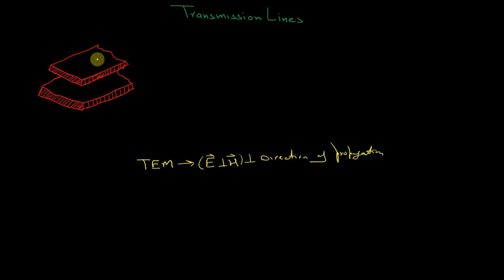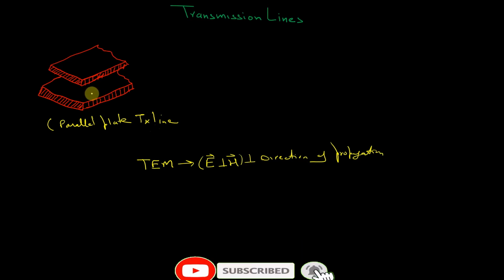As you can see, the first one is the parallel plate transmission line. We have two conductor plates, and inside we have a dielectric between them. These transmission lines are used at very high frequency, you can say at microwave frequencies.